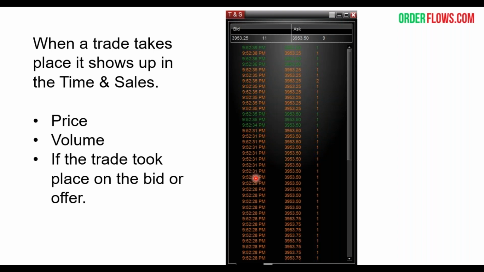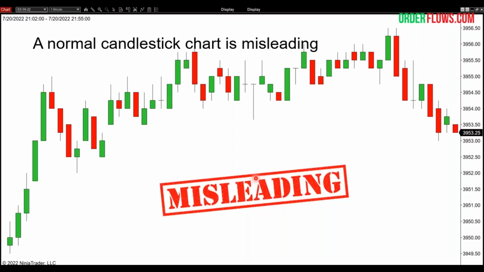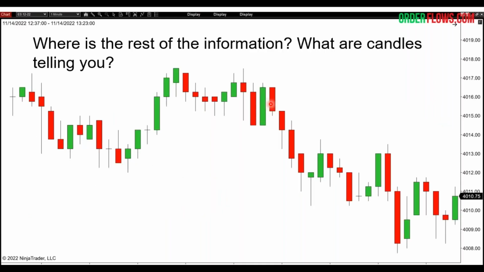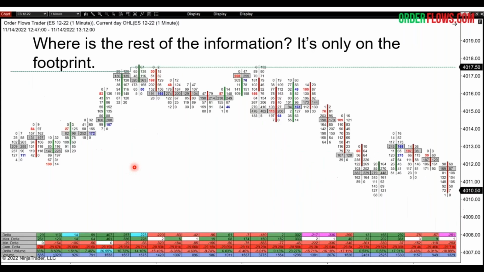And if you're looking at a normal candlestick chart, right, you're not going to see how much volume traded here or anywhere in the bar. You're just going to see that price traded there. So what information really is the candlestick giving you other than the open, the high, the low, the close? I know people will see those wicks and say, oh, there's price rejection. Well, there's price rejection here, price rejection here. Just because you have a wick doesn't mean that there's price rejection.